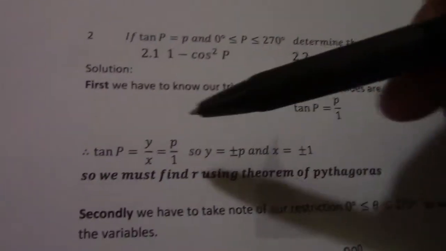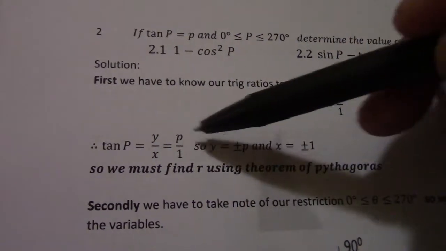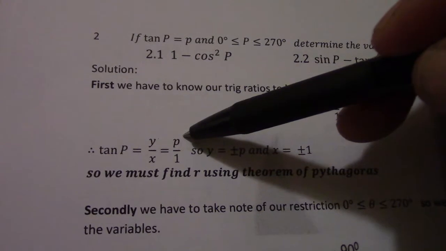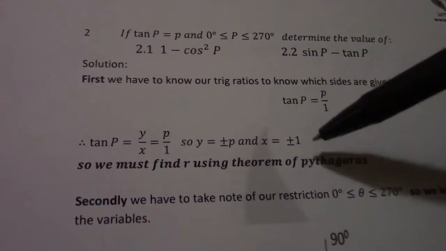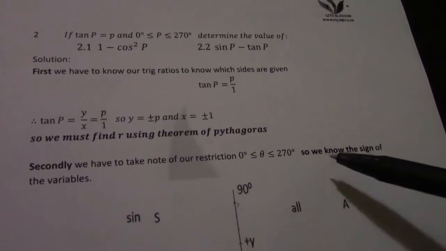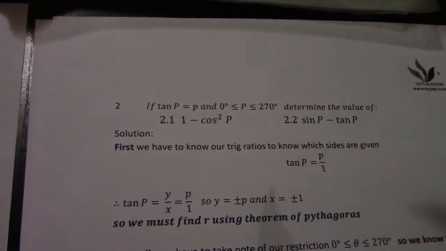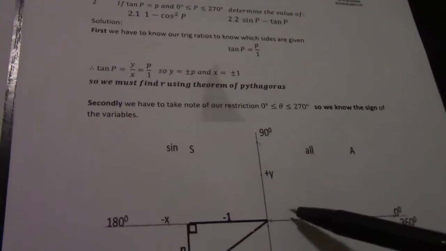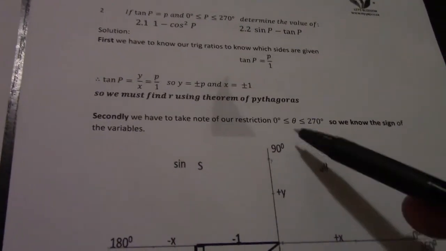So that tan is giving me y and x value. So my y is equal to p. My x value is equal to 1. Right, so we have to find r using the theorem of Pythagoras. Then our restrictions say from 0 to 270. Sine there is given as positive, so sine is positive in the third quadrant, right? Or I can draw sine positive in the first quadrant. Doesn't really matter, right? 0 to 270.